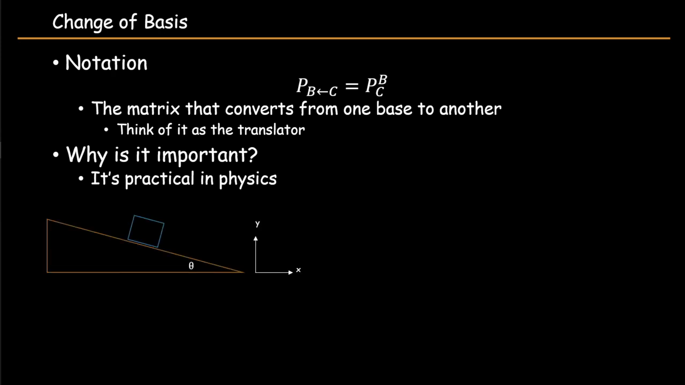We can give you a common example from mechanics. Let's say we have a slab with a box on top of it, sliding down. The ramp is at some angle theta, and the block is sliding down it.